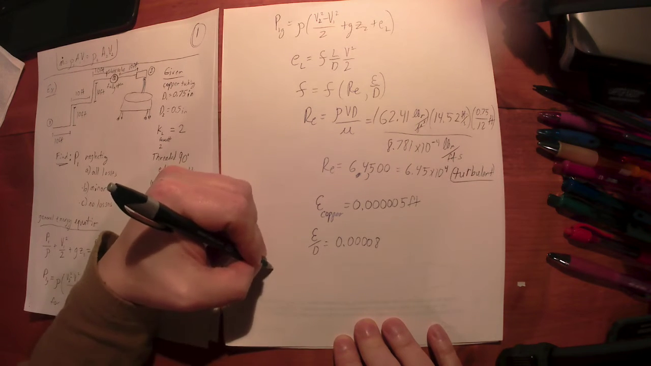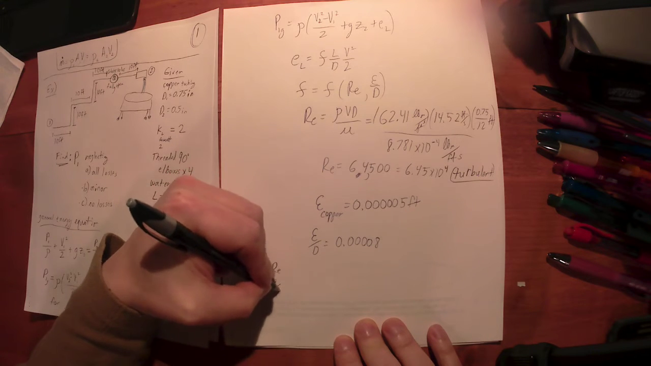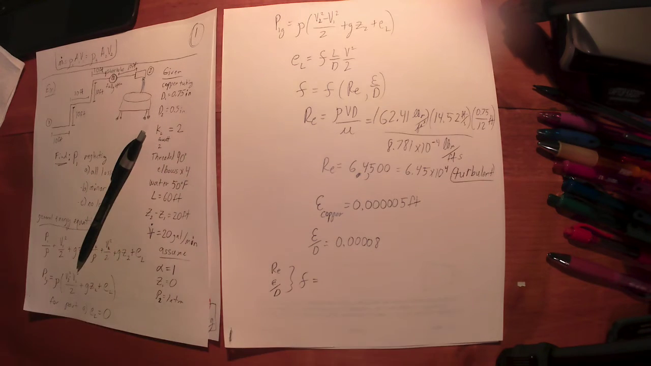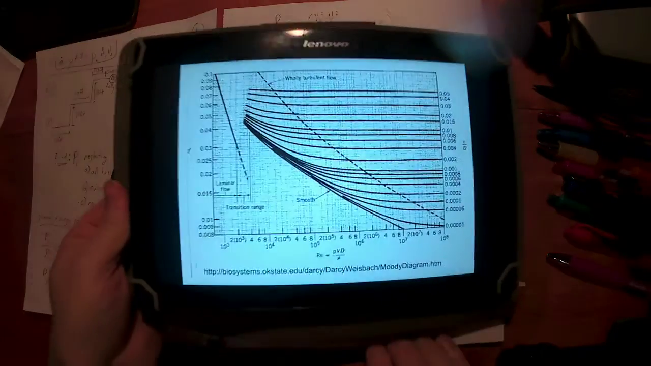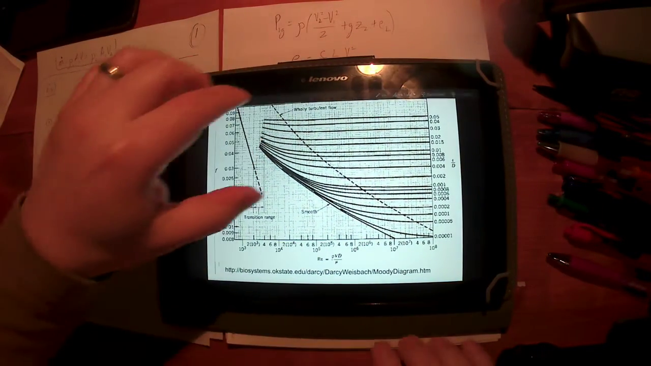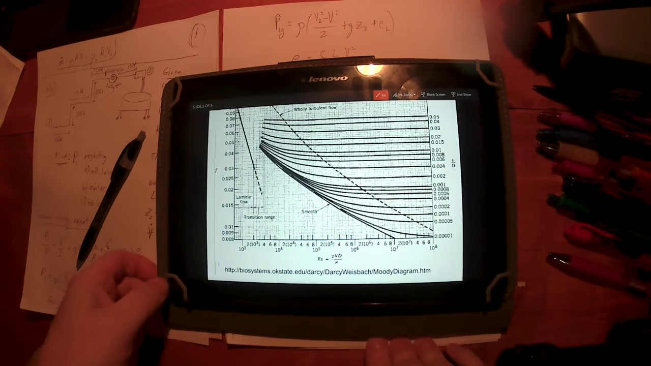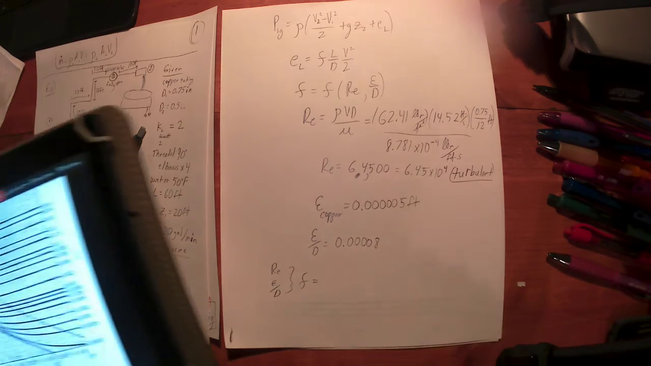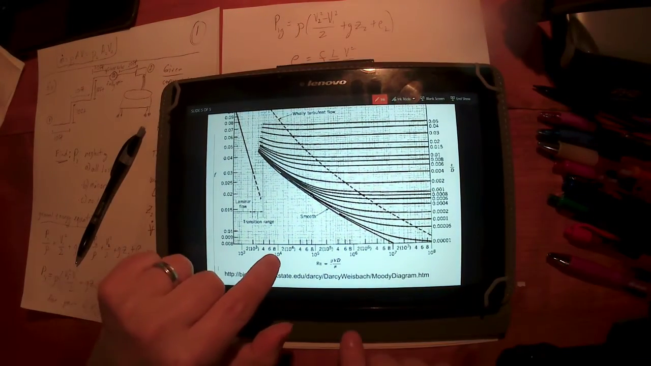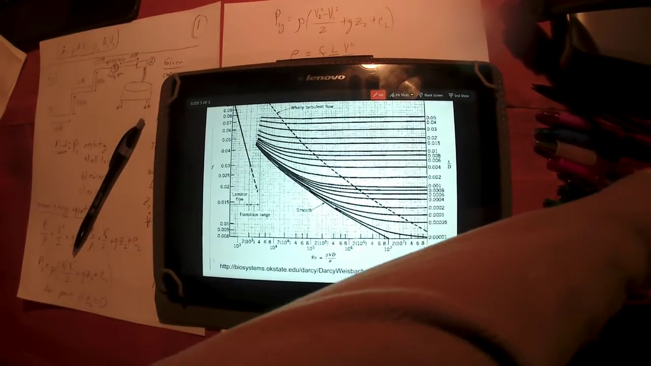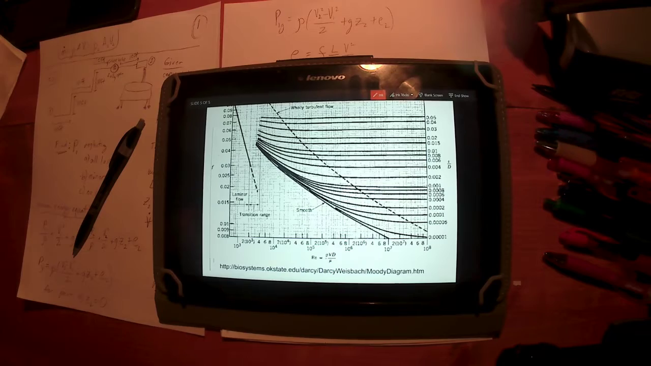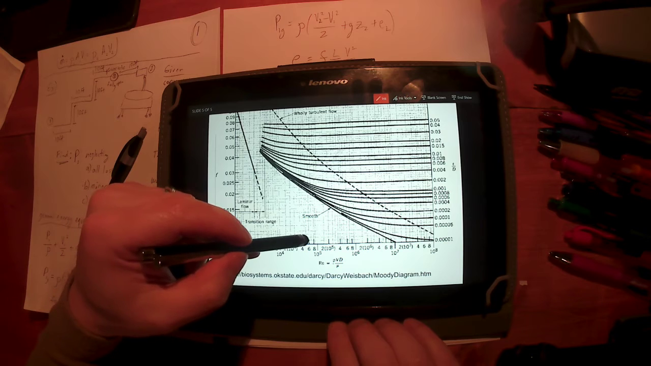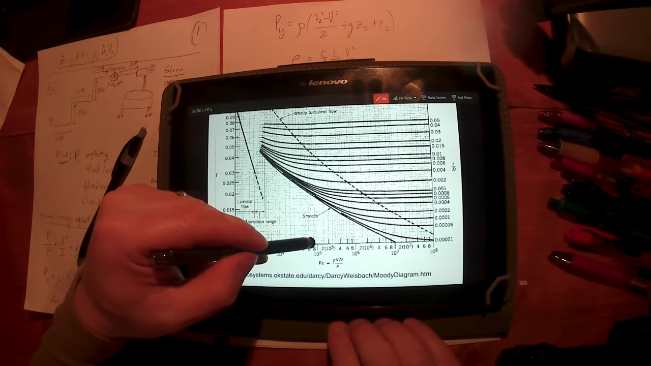Okay, so given that Reynolds number and epsilon over D, I can now go find the Darcy friction factor using a Moody diagram. I have one here. Put ink on it. So we said 6.5 roughly times 10 to the 4. So this is 10 to the 4. Here's 10 to the 5. Got my stylus there. I just bumped my camera. Let's see how bad the alignment is. That's okay. All right. So 6 times 10 to the 4, roughly in here.